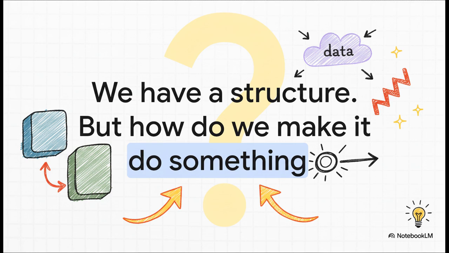We've built a really clean, organized skeleton for our app. But right now, it's just that, a skeleton. It's static. It doesn't do anything. So the next big question is, how do we make it do something? How do we get data flowing? How do we make it respond when a user clicks a button? In other words, how do we bring this thing to life?